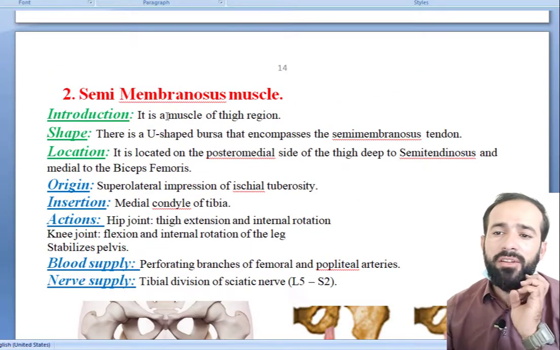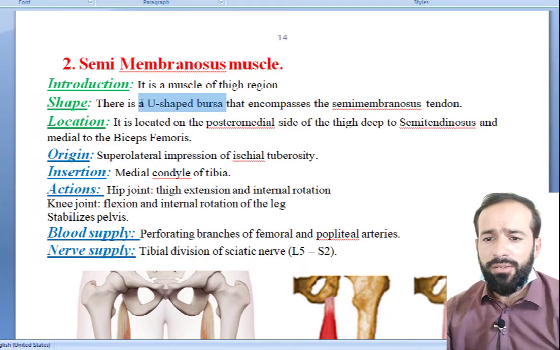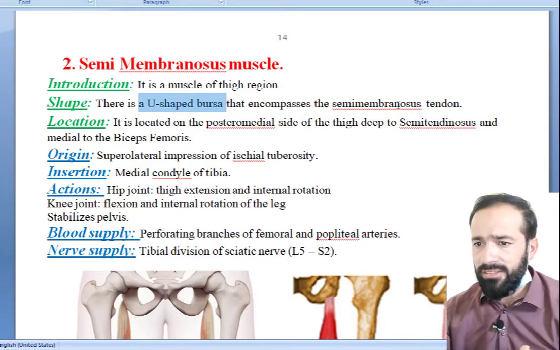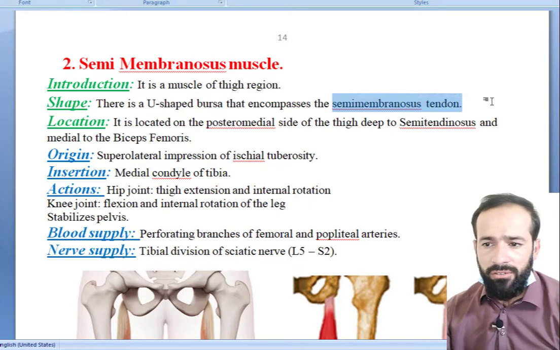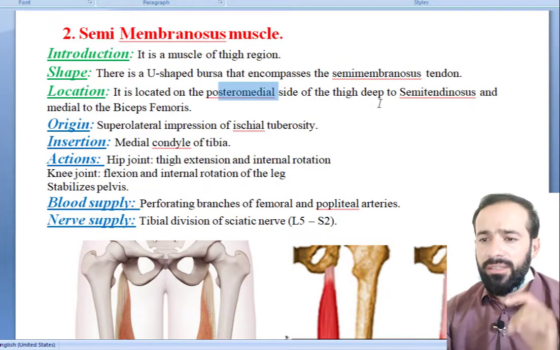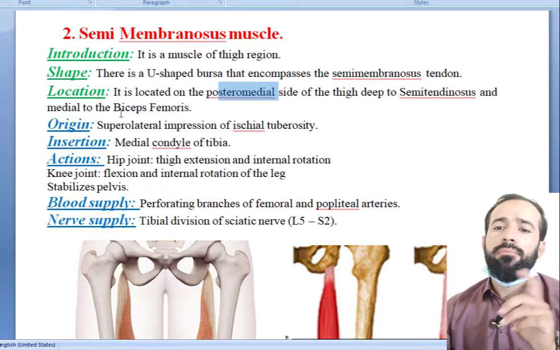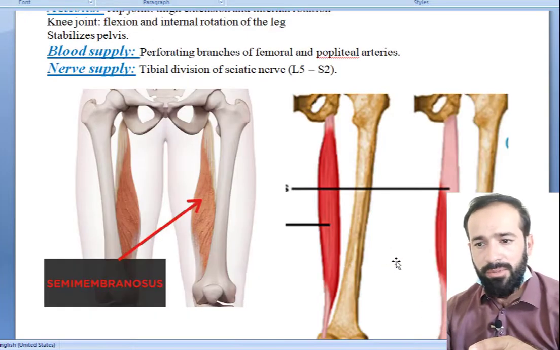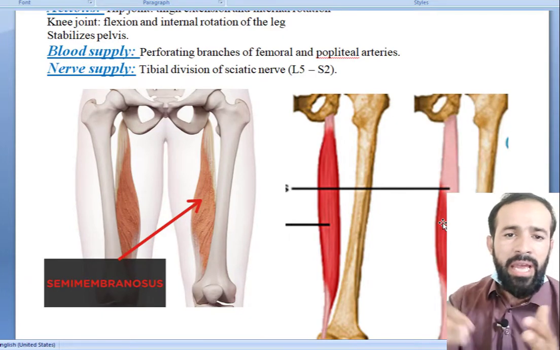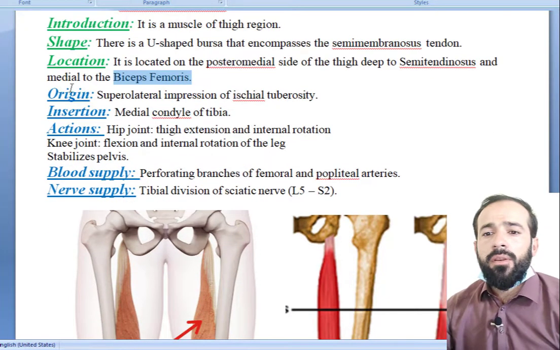First is semimembranosus muscle. It's a muscle of the thigh region. There is a U-shaped bursa that encompasses the semimembranosus tendon. Okay, what is its location? It is located in the posterior medial side of the thigh, deep to semitendinosus muscle and medial to biceps femoris muscle. So this muscle is located medial to biceps femoris and deep to semitendinosus muscle, right?